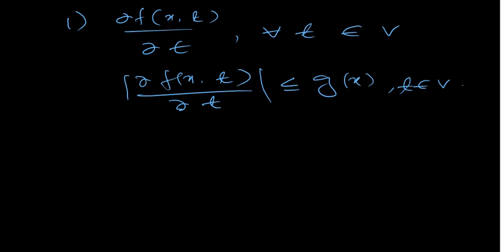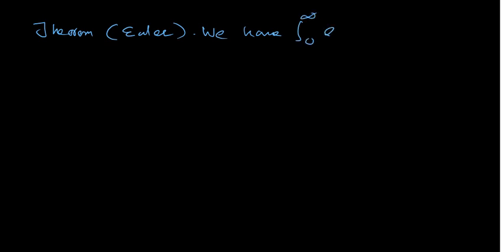Okay, let's apply this theorem to evaluate the following integral that we call the Euler integral. So we have the following theorem: the integral from 0 to infinity of e to the power minus x square dx is equal to root of pi divided by 2. We will see that this integral is equal to root of pi by 2 using Lebesgue integration.